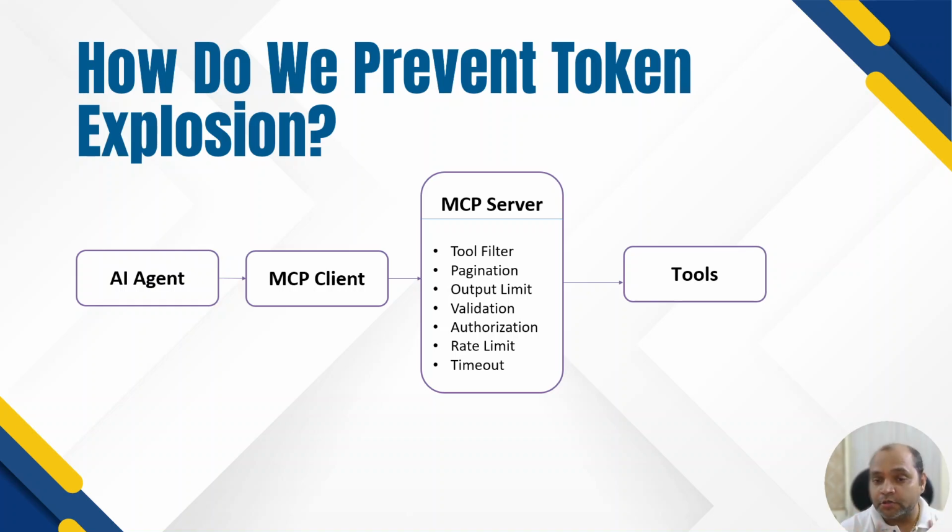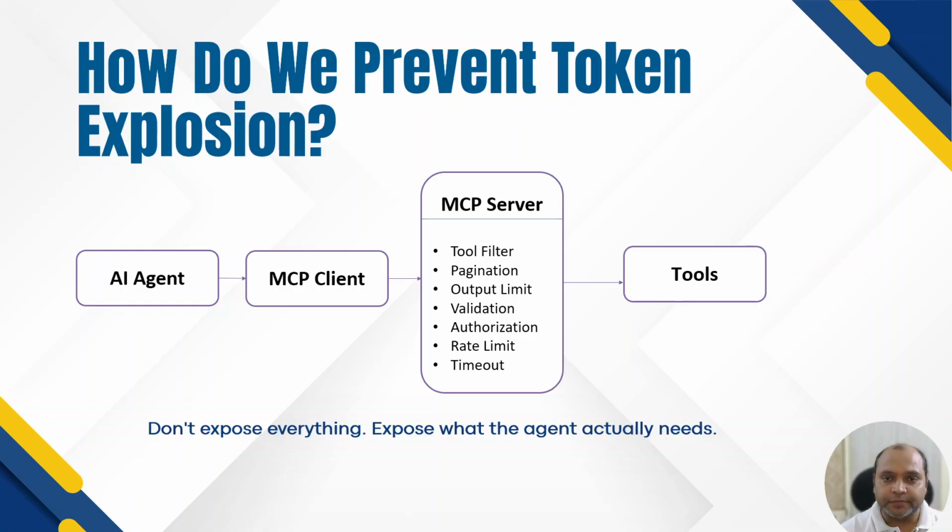If you follow those patterns, you can prevent it. I would not say you will remove it, I would say you prevent the token explosion problem. Let's see. I created more slides for your understanding. The nutshell is, don't expose everything. Expose what the agent actually needs. If you need a small portion, then expose that portion from the MCP server rather than exposing everything. This is an architectural decision.